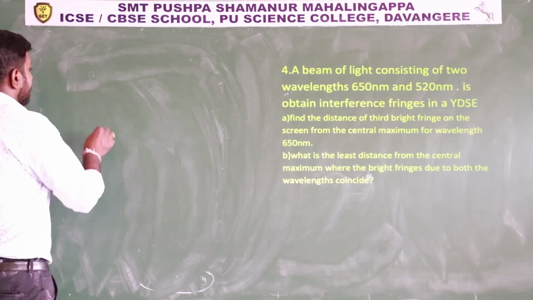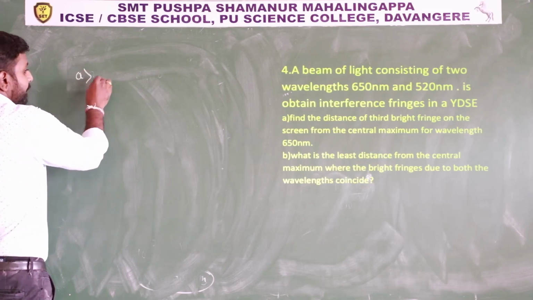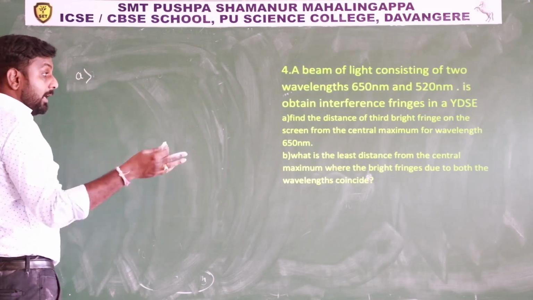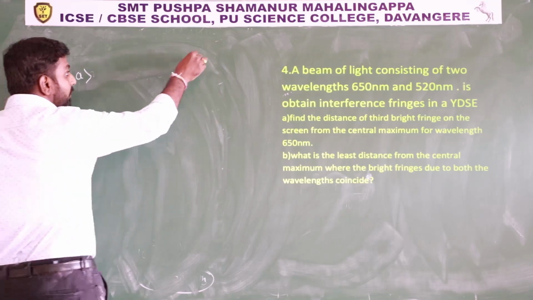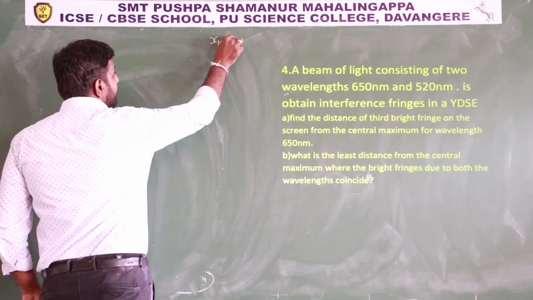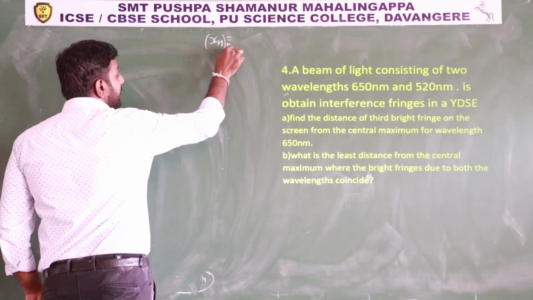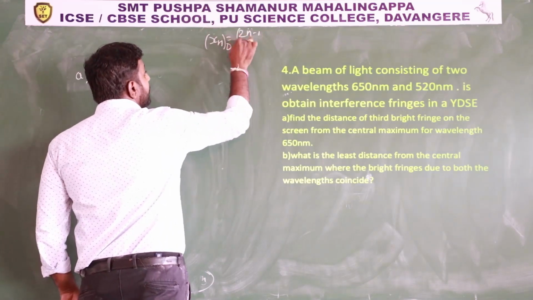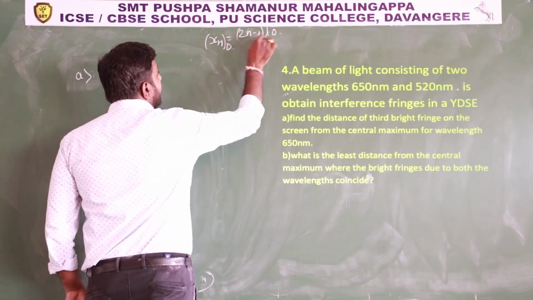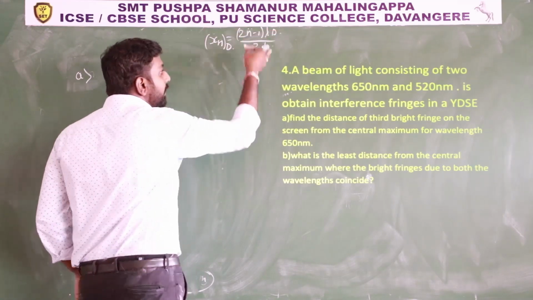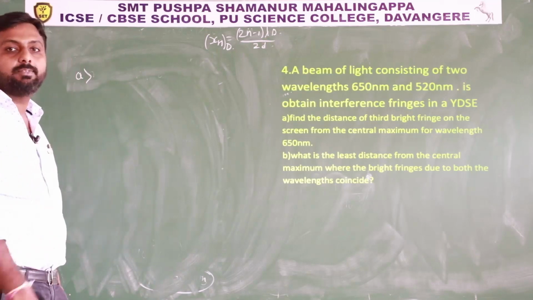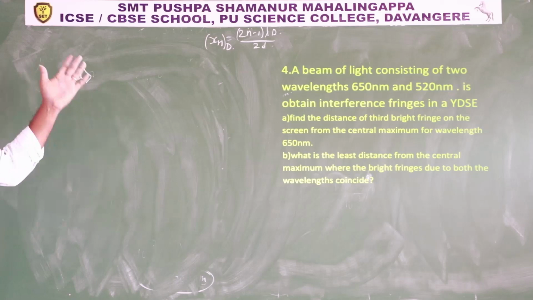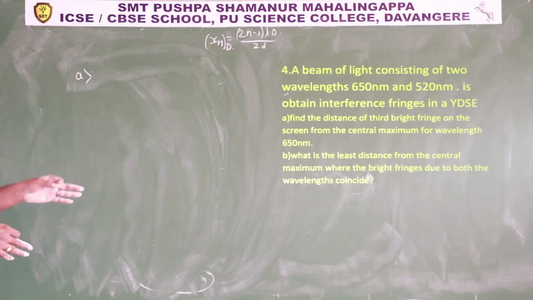So first, for part A, we are always finding the bright fringe only. For the dark fringe, just one more formula is there: the nth dark fringe, x_nd, equals (2n minus 1) lambda D divided by 2d. In this formula you can calculate the dark fringe also. In the next classes I will give some problems based on dark fringes.